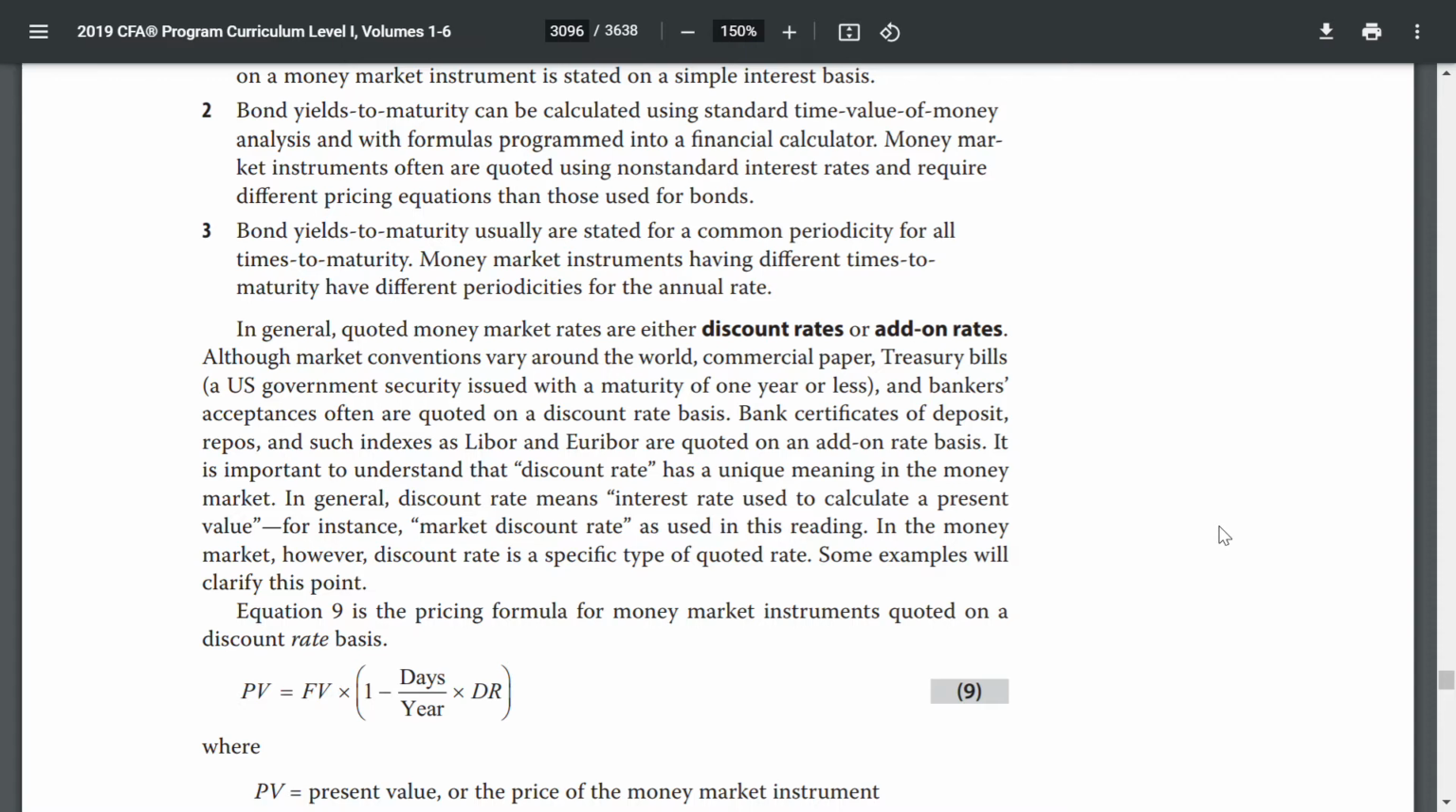It is important to understand that discount rate has a unique meaning in the money market. In general, discount rate means an interest rate used to calculate a present value, for instance, market discount rate, as used in the reading. In the money market, however, discount rate is a specific type of quoted rate. Some examples will clarify this point.